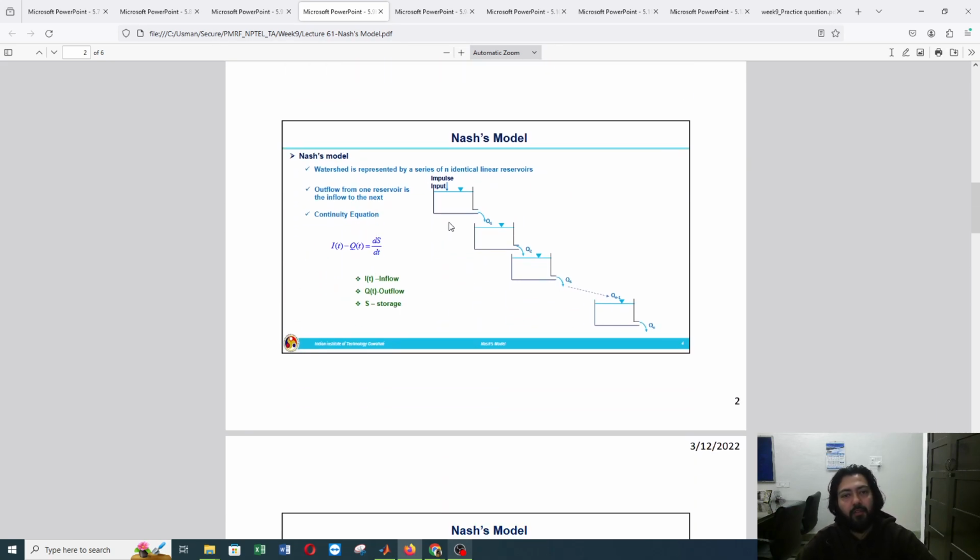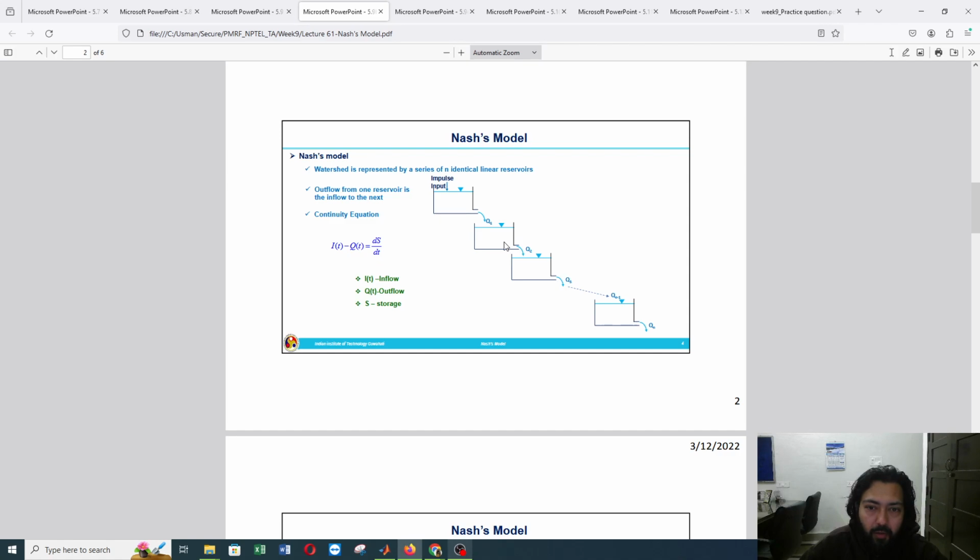If you look at this image here, it is nothing but a series of identical reservoirs that are arranged, right? And obviously this will be following the linear system model, right? What they are saying here is, let us say the input is an impulse. We know that for the instantaneous unit hydrograph, the input is an impulse input. So at any instant of time we have some input here. The output from the first linear reservoir, that is Q1, would become the input for the second reservoir, right?